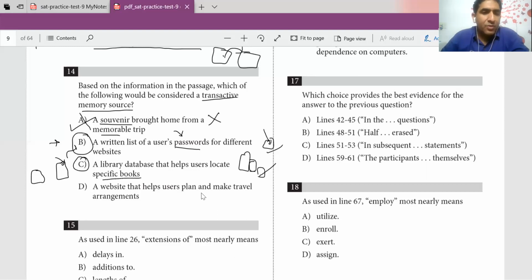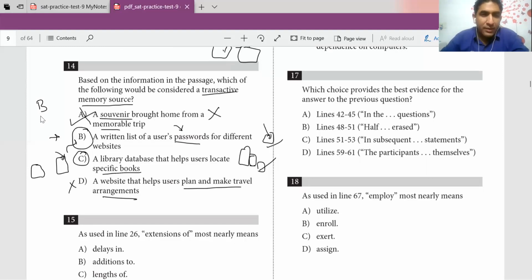Website that helps users to plan and make travel plans. Well, this is not a transactive memory source, so D is gone. The correct answer in this case is B. And this was a little tricky question.